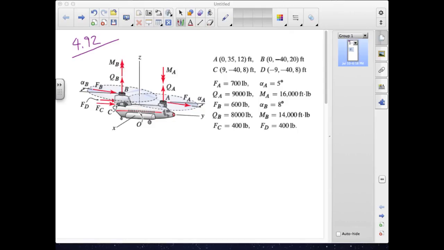For our first Try Me problem, consider problem 492 involving a Chinook helicopter. Given the information in the problem statement, we are to find the equivalent force system at O, which also appears to be the helicopter's center of gravity. Take some time to try the problem yourself. Resume playing when you are ready to see a solution.